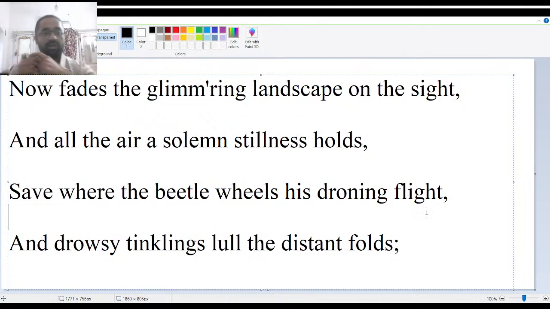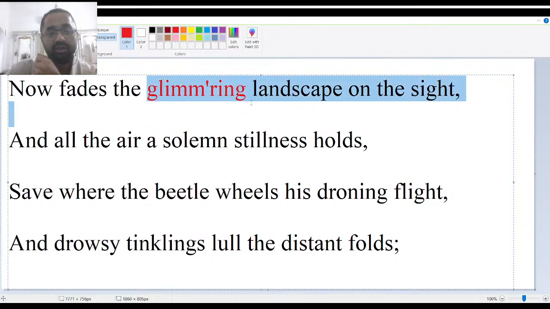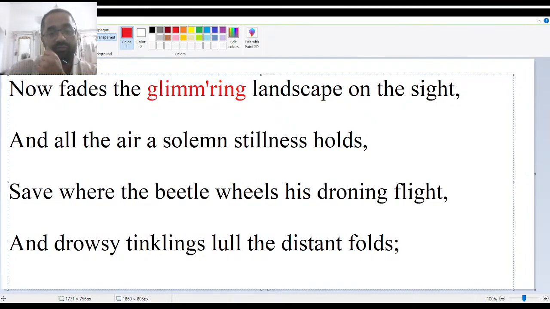For example, this word here, glimmering, has two sounds, right? Glimmering. Notice that there is an elision. There should be an E here, which is replaced by an apostrophe, suggesting that this word has two sounds, not three, but two sounds. It's not glimmering with three, but glimmering with two. E is silent. Okay, so glimmering has two syllables.